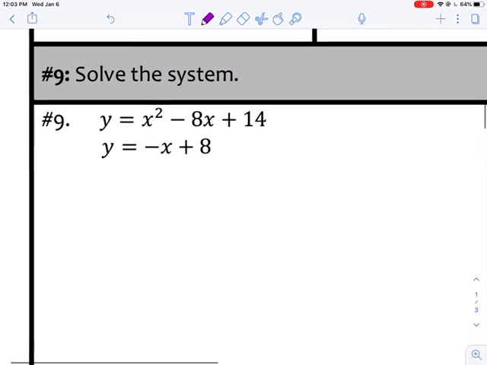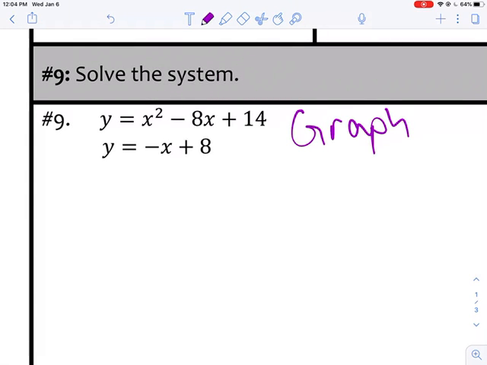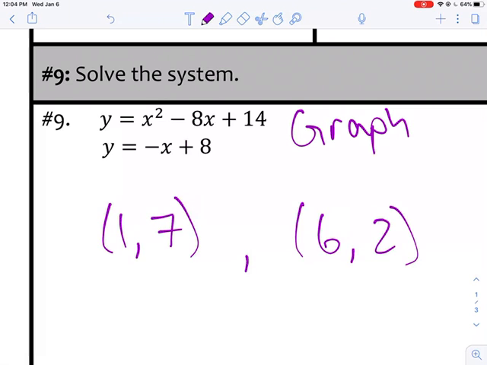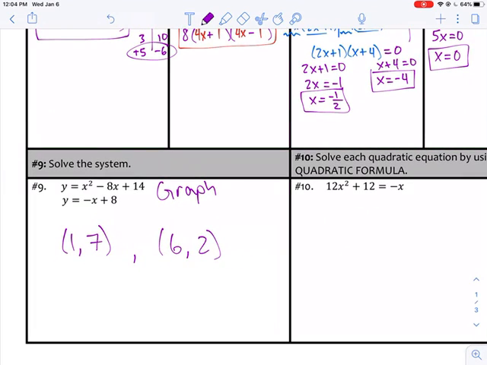All right, so number 9, you're going to do that on your graph. So you're going to put into your calculator in your y equals both of those equations and do your second trace intersect, enter, enter, or left bound, right bound. If you need more reference on that, that was lesson 5.6. For your two solutions, there will be 1,7 and 6,2. That'll be where those two graphs cross.